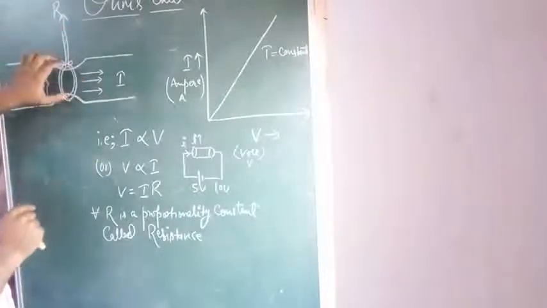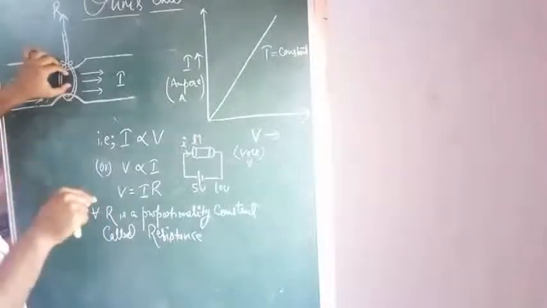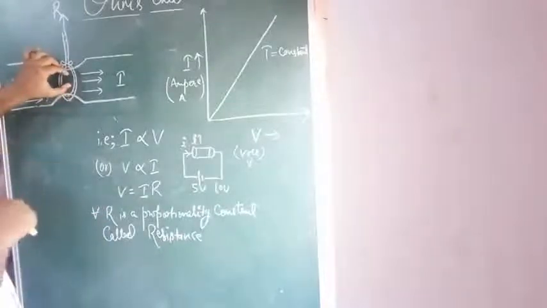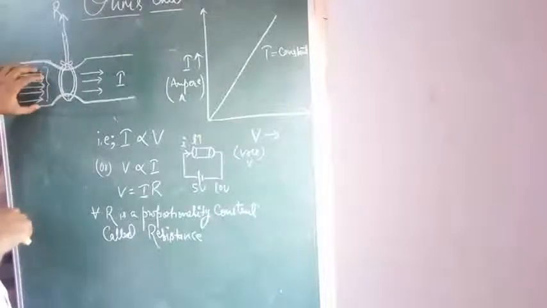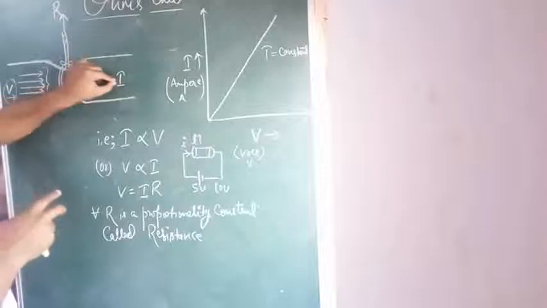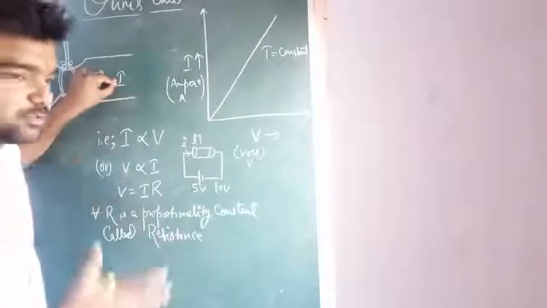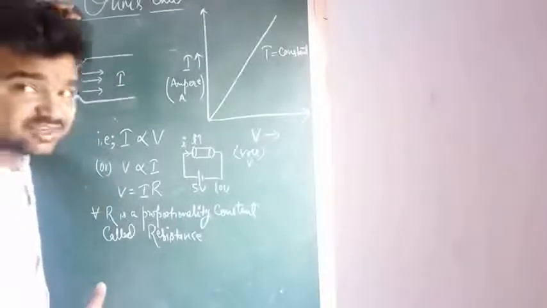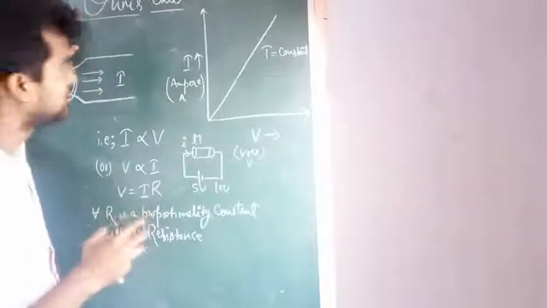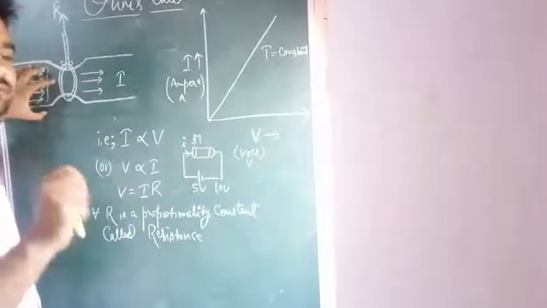With increase in R, this portion will become narrower, and with this kind of effect, what will happen? Whatever the potential may be, there should be a lesser amount of current to this side. So this explains that with rise in resistance, the amount of current will decrease for the same potential.